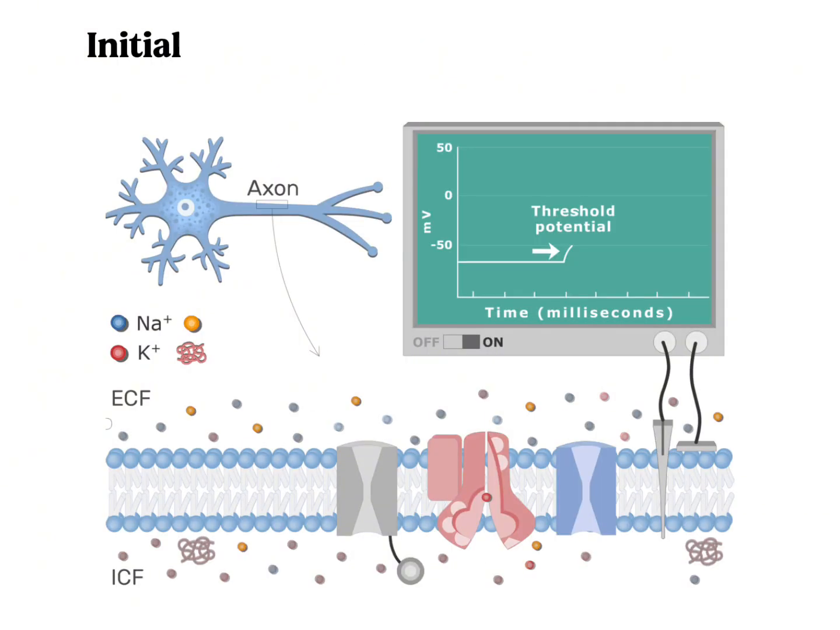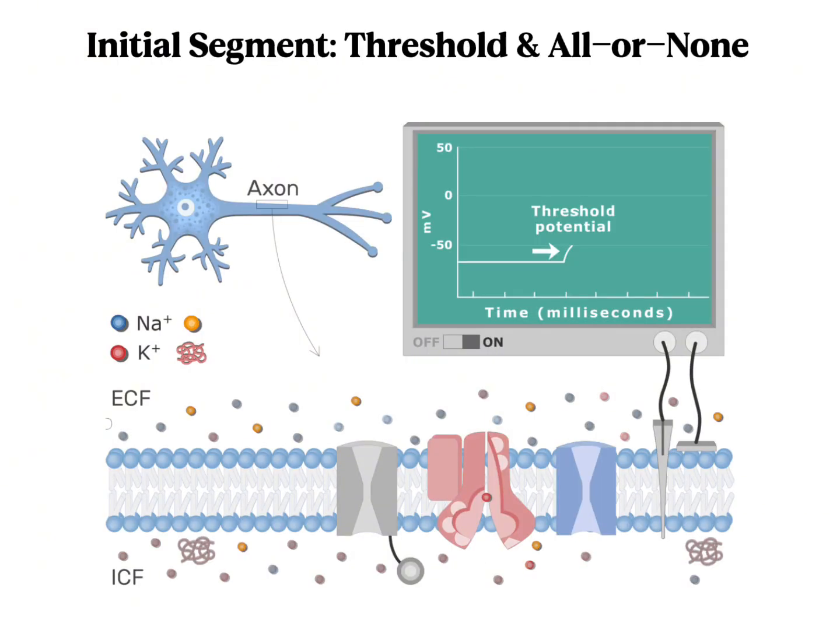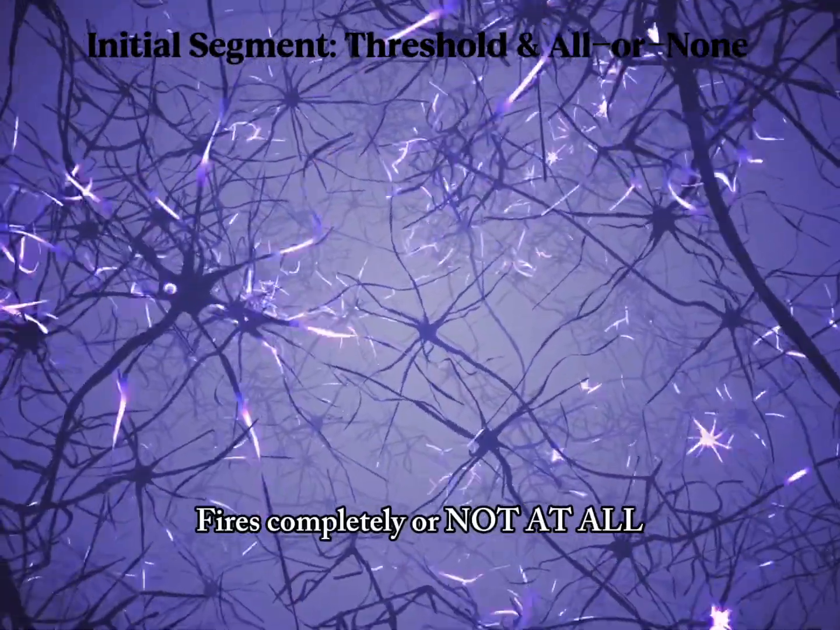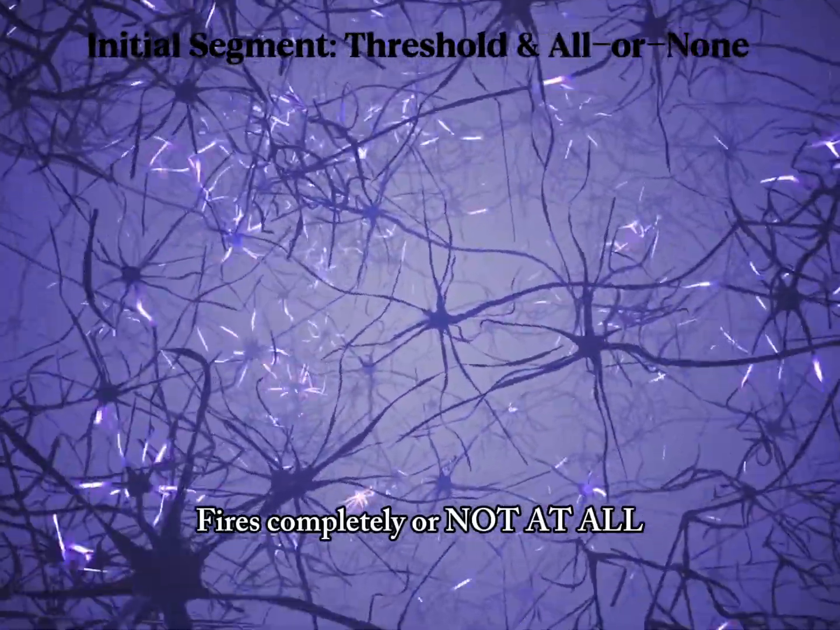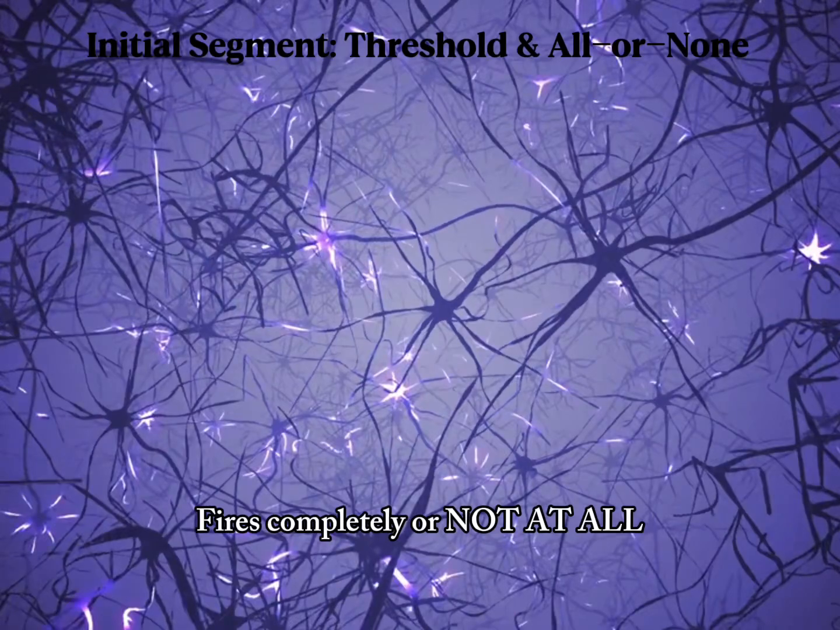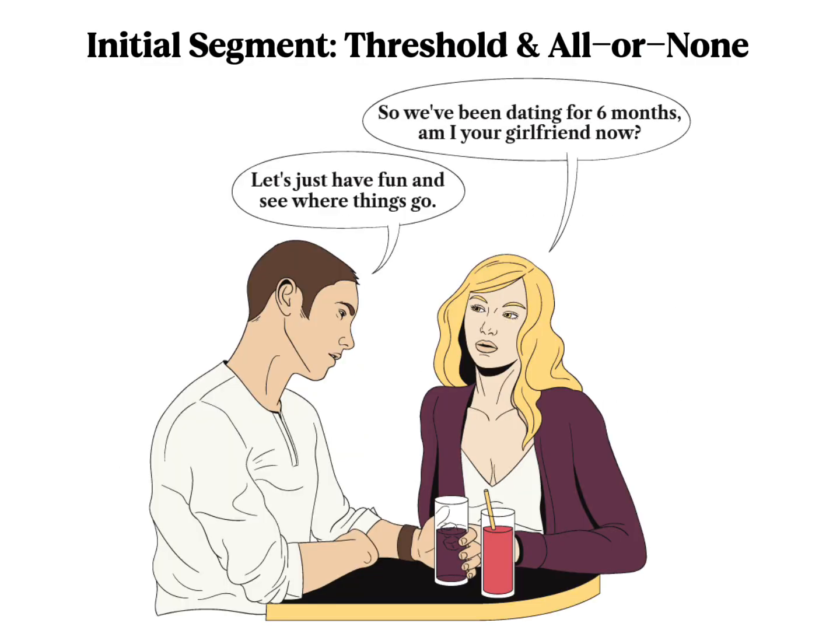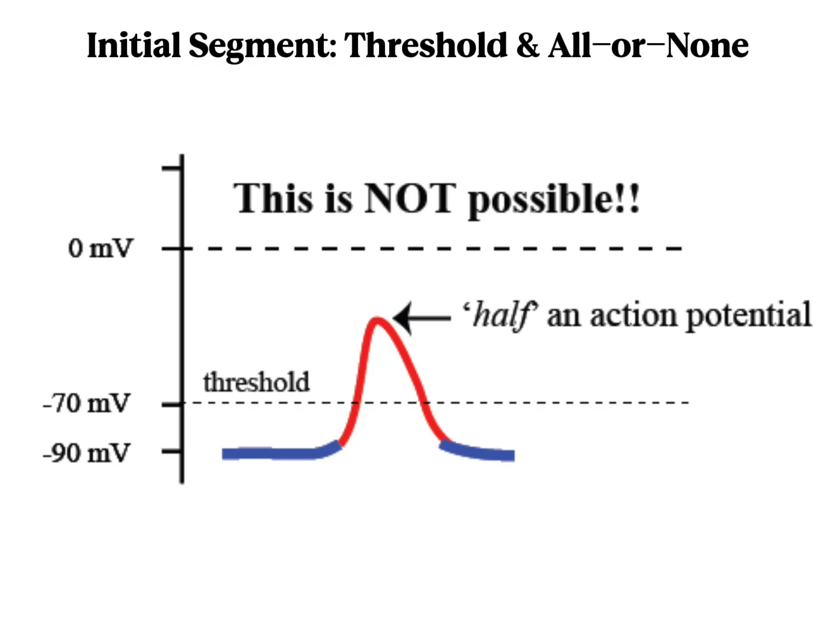hungry they are. If enough excitatory inputs add up and the membrane reaches a number of negative 55 millivolts, the neuron hits something called threshold. And here at the initial segment, the neuron follows the all or none law. The all or none law says that either it fires completely or it doesn't fire at all. So there is no almost. Just how you don't do mixed signals with your situationship, neurons don't do mixed signals either.